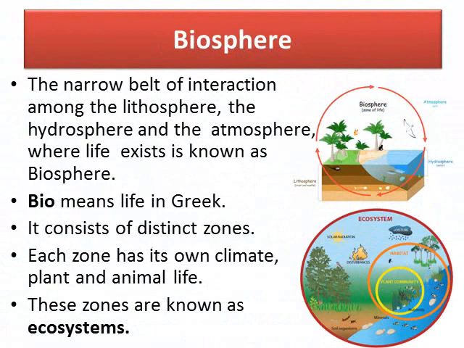Now children, it's time for us to learn about the biosphere. Dear children, the narrow belt of interaction among the lithosphere, the hydrosphere and the atmosphere where life exists is known as biosphere. So where there is interaction between these spheres, we call it biosphere. It is a very narrow belt of interaction among the three spheres, and it is a place where life exists.